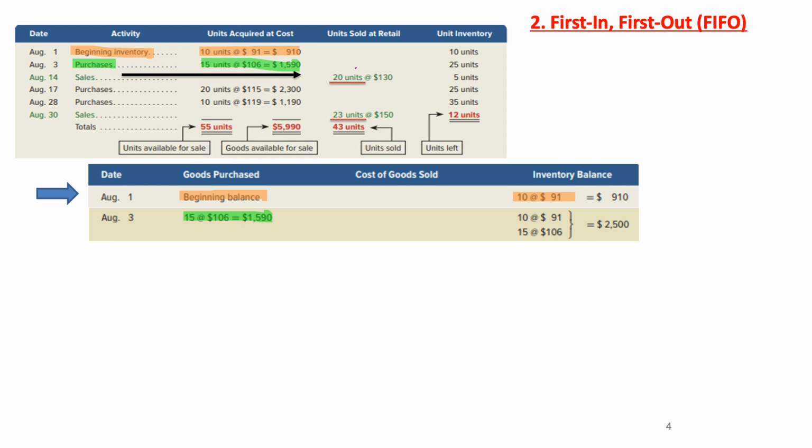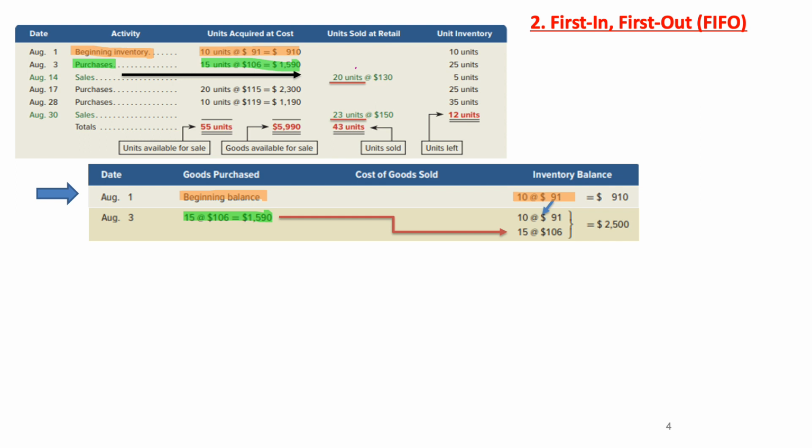1,590. Now, because the company purchased, the inventory balance should increase, because any purchases are going to increase my inventory balance. So first I'm going to take the units of the beginning inventory and copy them here, and then I'm going to add my new purchases. Then I'm going to take the total. So I'm going to say 910 plus 1,590, which gives me 2,500.